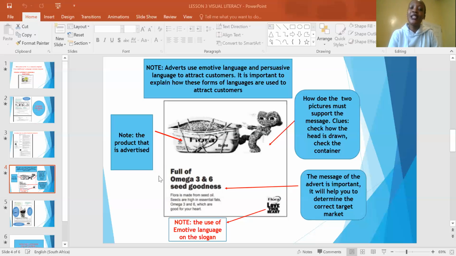You take the very same information that the advertiser has used. Now you expatiate it. You expand that into your own words. For an example, I can say, yes, I'm convinced that this advert is effective. One, because the product is full of omega-3 and 6 goodness, which ultimately means that by using the product, I will be taking care of my heart. Where did I get my information? From the very same advert. So you must learn to do justice to higher order questions pertaining to visual literacy.